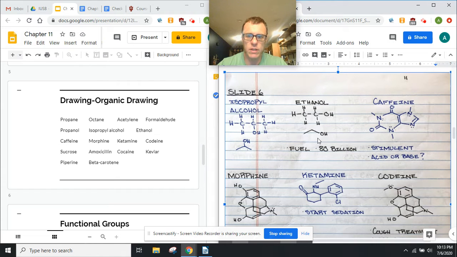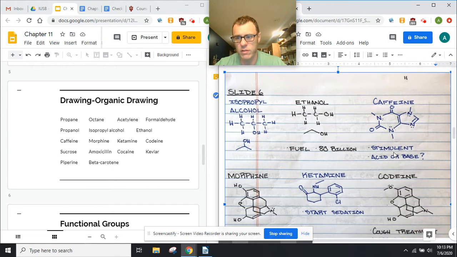Ethanol, this is fuel. It's E85 fuel. It's also worth about $80 billion. It's what's in booze. You get two carbons here with OH, one carbon, OH. Boom, done. Ethanol.